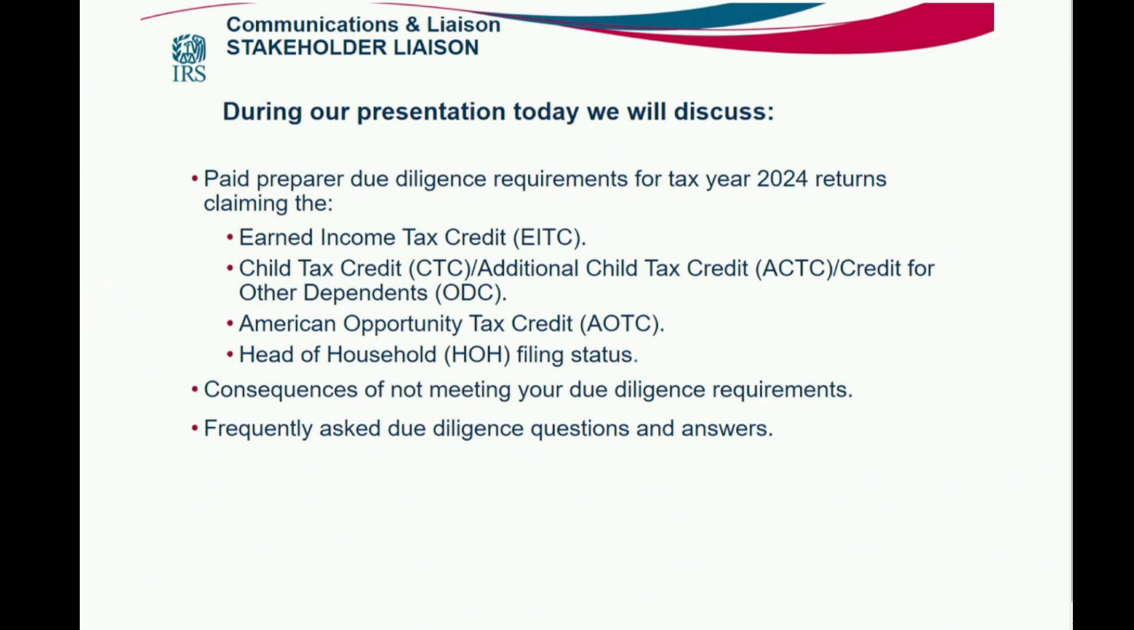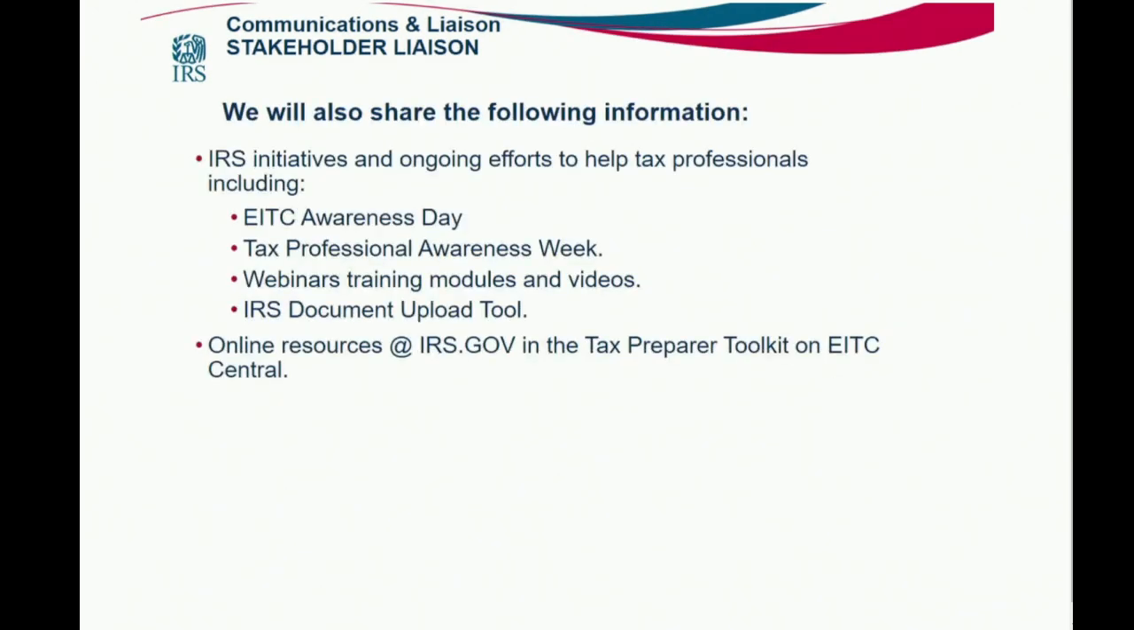Today, we're going to discuss your due diligence requirements when completing and submitting tax returns for your clients claiming the Earned Income Tax Credit, the EITC, Child Tax Credit, Additional Child Tax Credit, Credit for Other Dependents, CTC, ACTC, and ODC, the American Opportunity Tax Credit, AOTC, and finally, Head of Household Filing Status, HOH. We'll also cover due diligence documentation requirements and go over the consequences for not meeting your due diligence requirements. Along the way, we'll also cover some frequently asked questions we receive about due diligence.